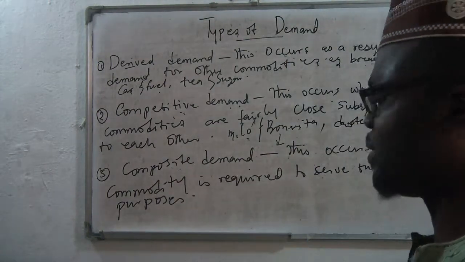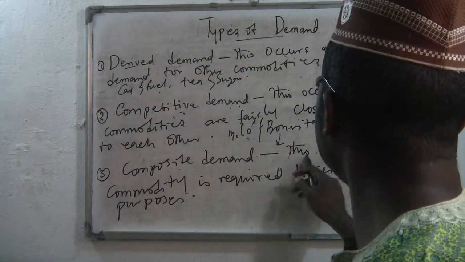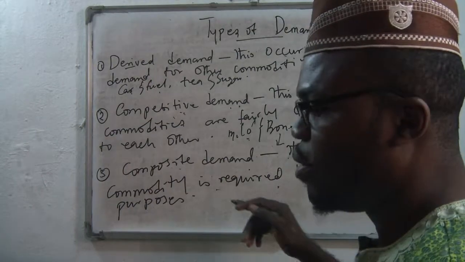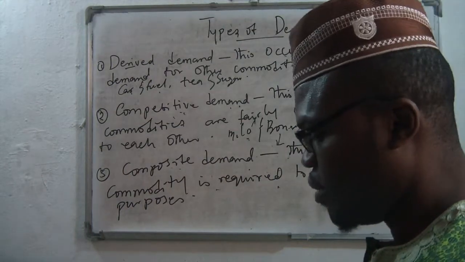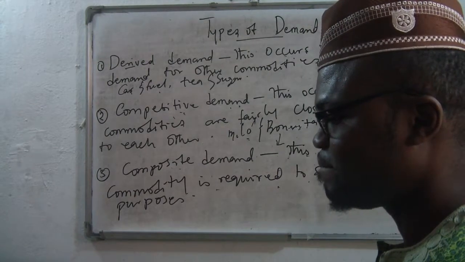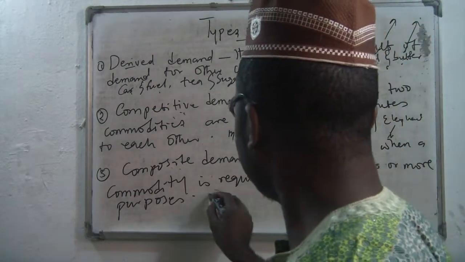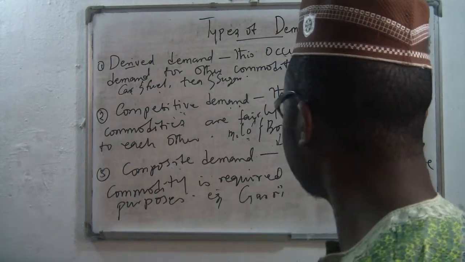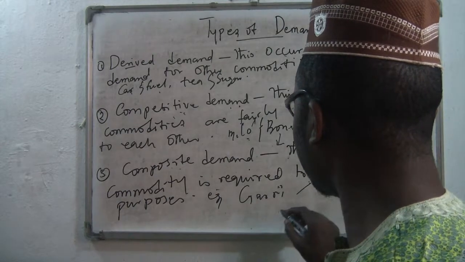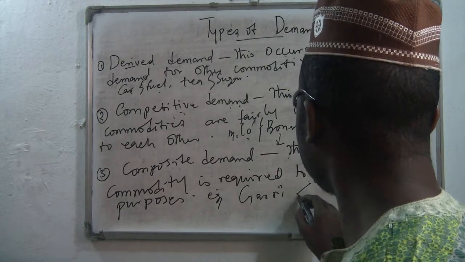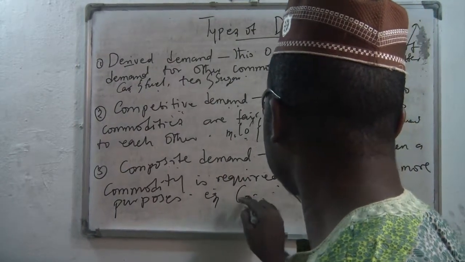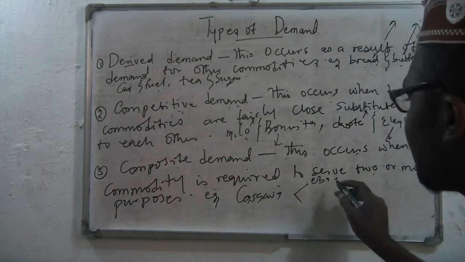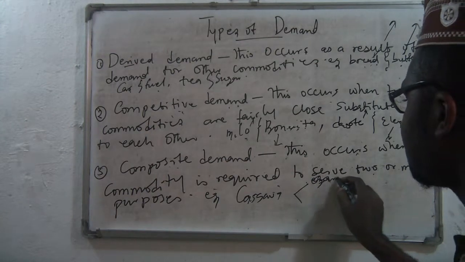Now we talk about composite demand. This occurs when a commodity is required to serve two or more purposes. Can you give me an example of a commodity that serves two or more purposes? Not gari as such, but cassava. Can you give me two things you can use cassava for? You can use it for gari, or what?